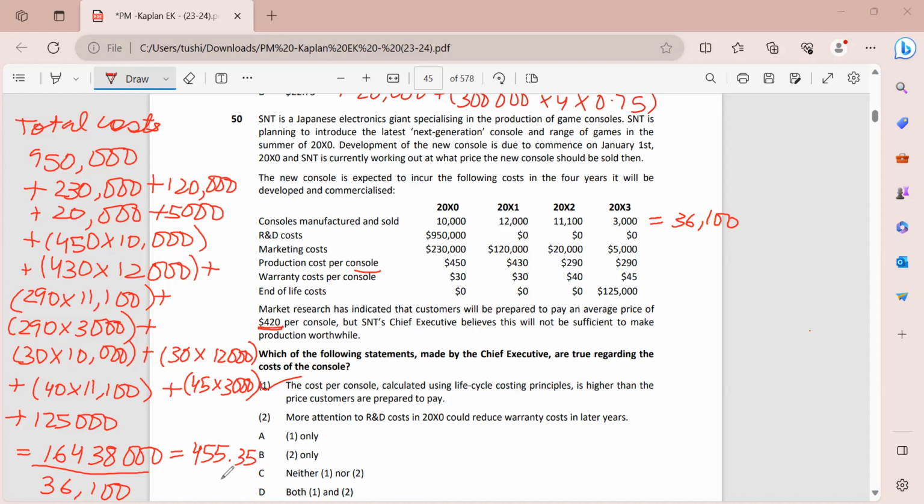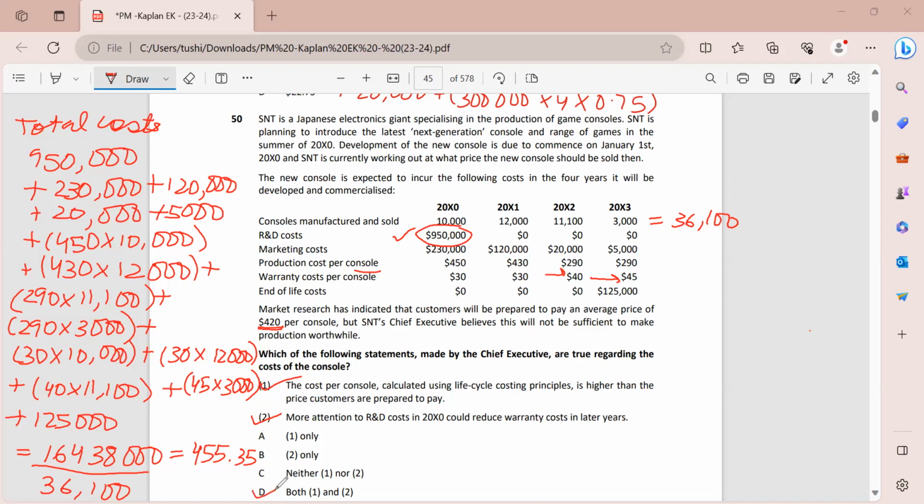Now let's have a look at the second one. More attention to R&D costs in 20x0 could reduce the warranty costs in the later years. So yes, this is definitely true because R&D will reduce the defects that will arise in the future, and that is how warranty costs can also be reduced in the future. As you can see that these are increasing. This is first increase from 30 to 40, then to 45. So this can be reduced at the later stages if we are putting in more efforts at the R&D in the beginning stage. So yes, statement 2 is also correct. This makes option D as the correct answer.